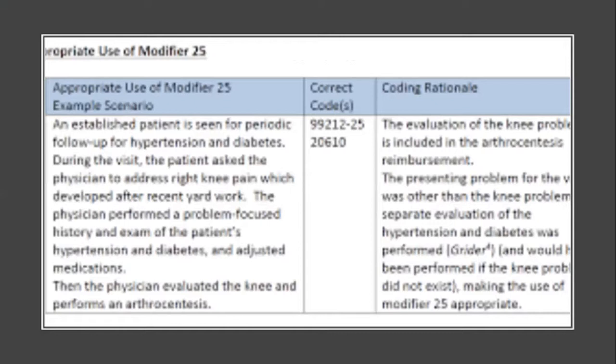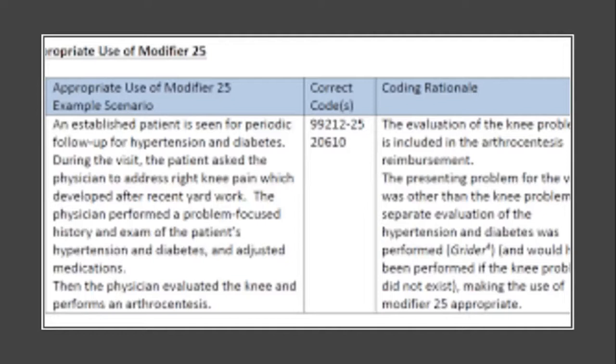An established patient is seen for a periodic follow-up for hypertension and diabetes. During the visit, the patient asked the physician to address the right knee pain, which developed after recent yard work. The physician performed a problem-focused history and exam of the patient's hypertension and diabetes, and he adjusted the medication. Then the physician evaluated the knee and performed an arthrocentesis.